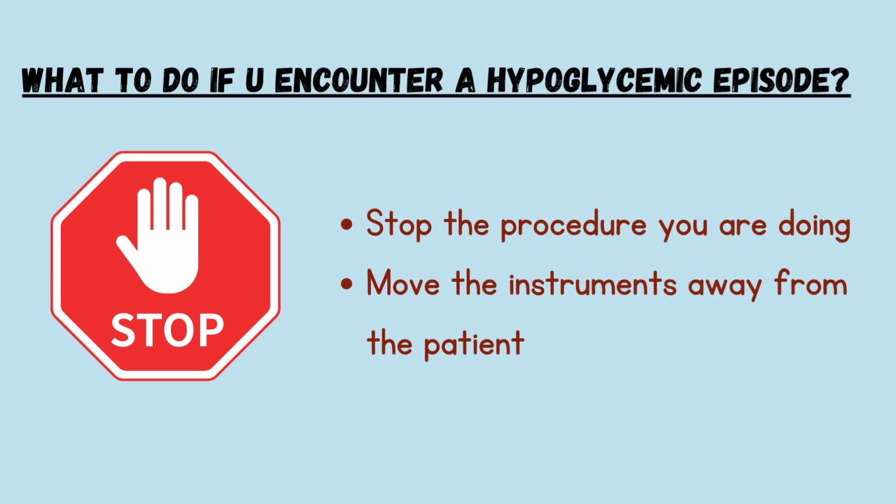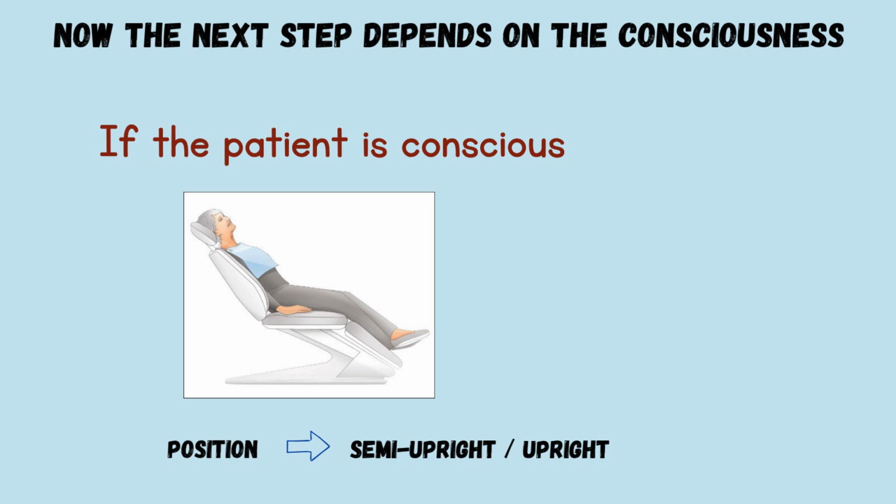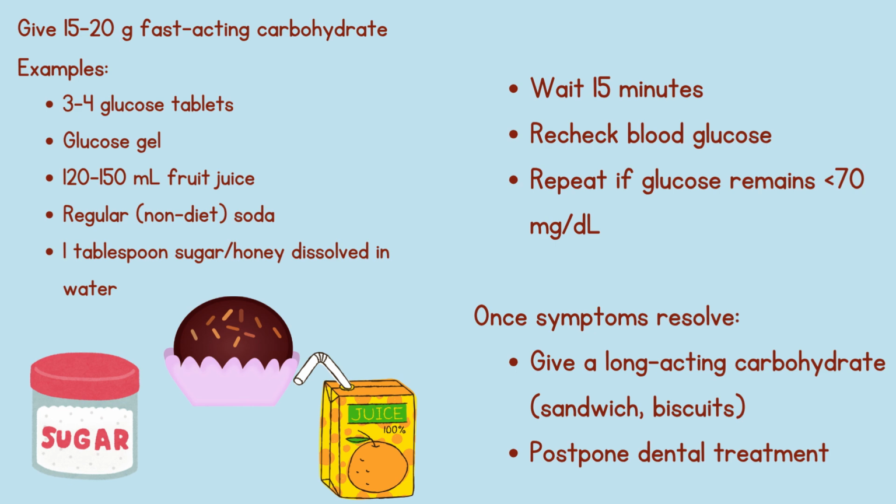If you ever encounter a patient experiencing hypoglycemia, stop treatment immediately and clear the instruments. Next, assess consciousness. If the patient is conscious, position them semi-supine or upright. Administer 15 to 20 grams of fast-acting carbohydrates such as glucose tablets, juice, or soda. After 15 minutes, check blood glucose levels again and repeat if it's still below 70 milligrams per deciliter. Once symptoms resolve, offer a more substantial snack, like a sandwich or biscuits, then postpone further dental treatment.